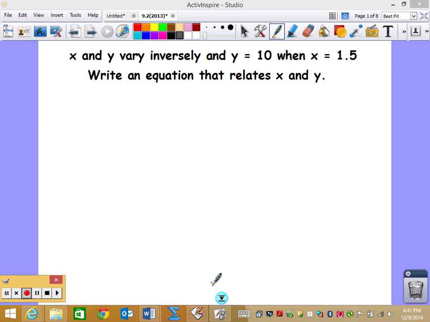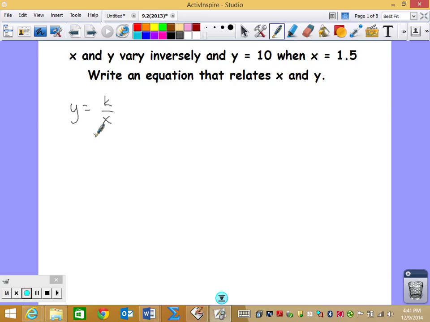All right, we're going to review what we did on Friday real quick. So x and y vary inversely when y is 10 and x is 1.5. Write an equation that relates x and y. So again, on Friday, inverse is y equals k divided by x.